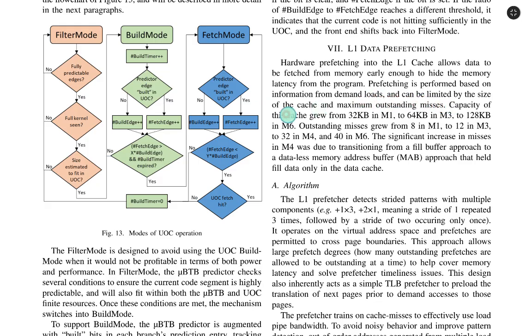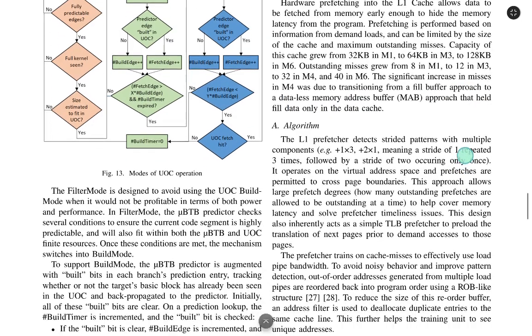The capacity of this cache grew from 32 kilobytes in M1 to 64 kilobytes in M3 and 128 kilobytes in M6. Outstanding misses grew from 8 in M1 to 12 in M3, to 32 in M4, and 40 in M6. The significant increase in misses in M4 was due to the transition from a fill buffer approach to the data-less memory address buffer (MAB) approach, which held fill data only in the data cache.